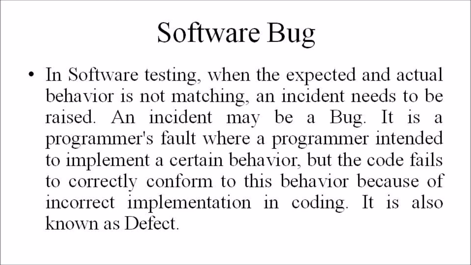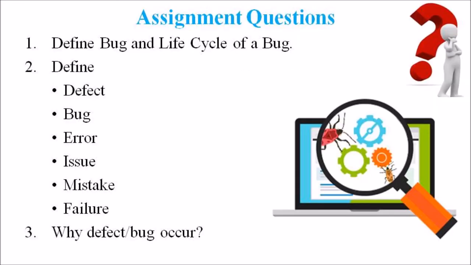So dear students, kindly go through these assignment questions. The questions are: first one is to define the bug and life cycle of a bug. And secondly, define the following: defect, bug, error, issue, mistake and failure. And third one is why the defect or bug occurs.